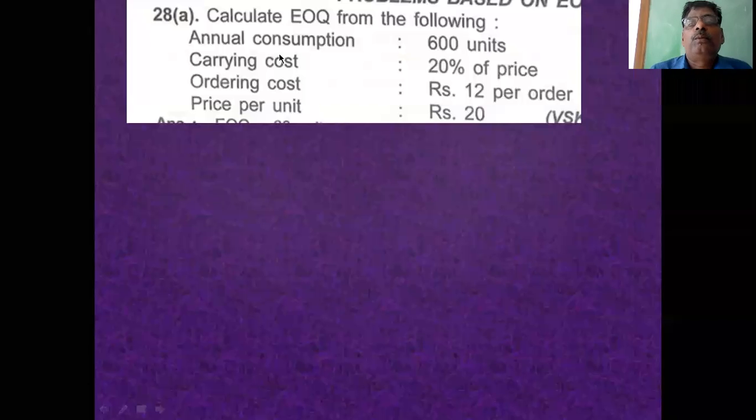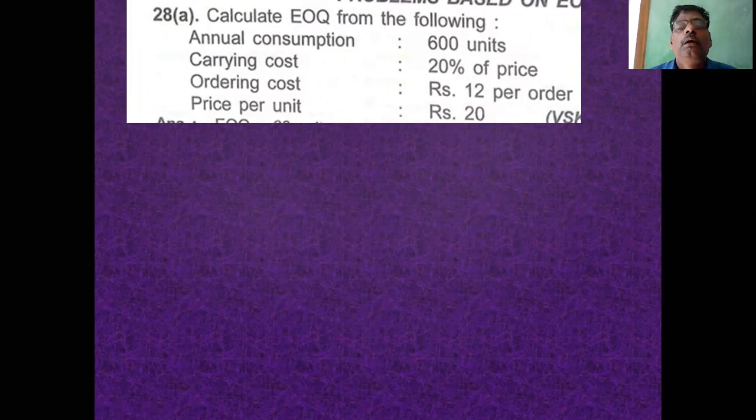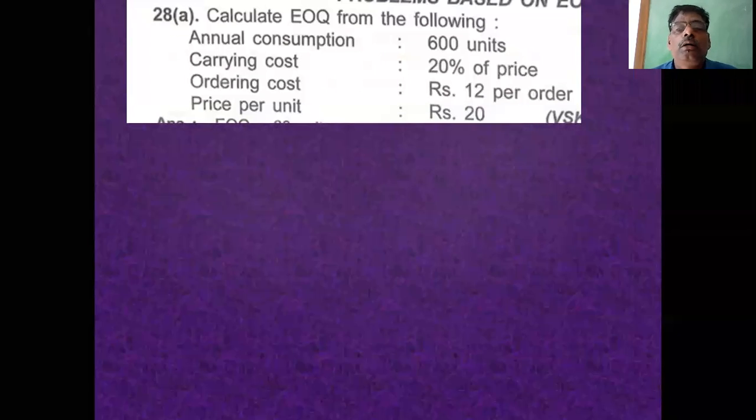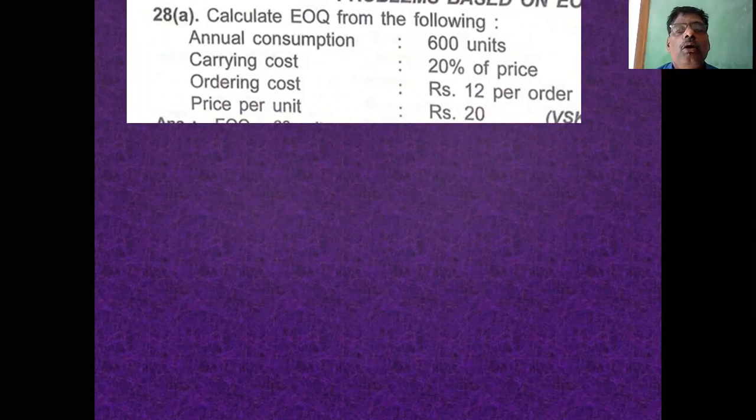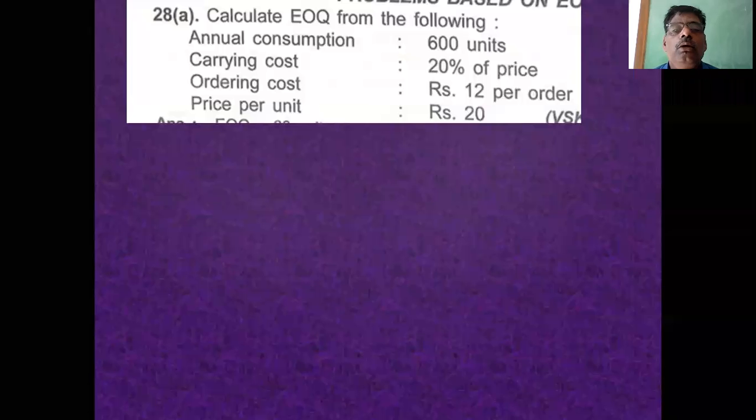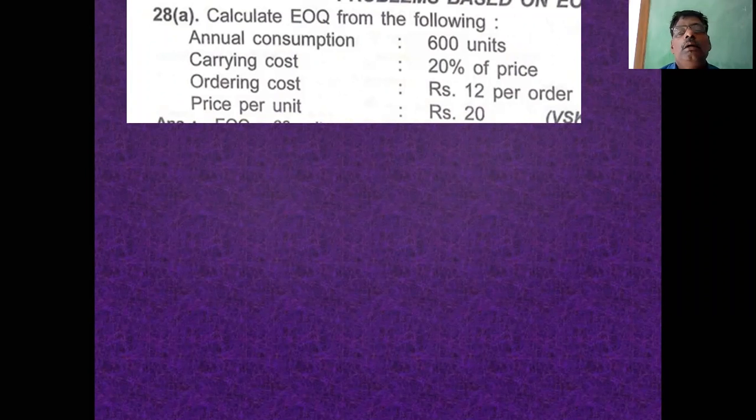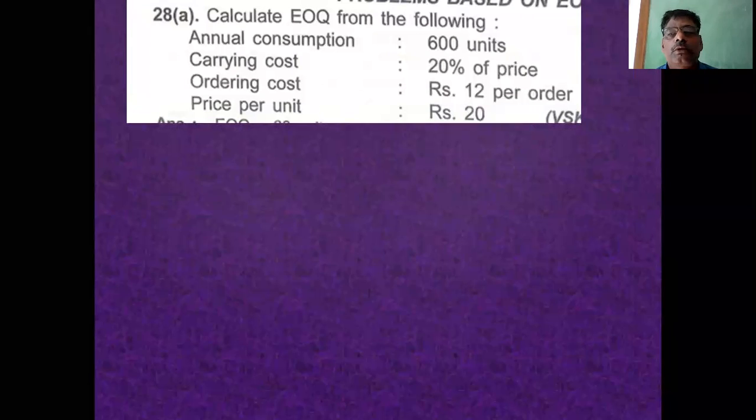Then the second technique is economic order quantity. Example based on economic order quantity. Economic order quantity means the quantity to be ordered at once, so as to minimize your ordering cost and carrying cost. Ordering cost means expenses incurred during the order, and carrying cost means maintenance of stock expense.